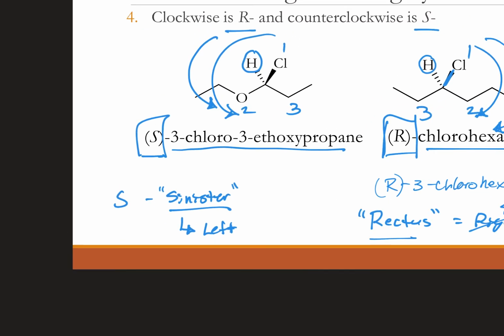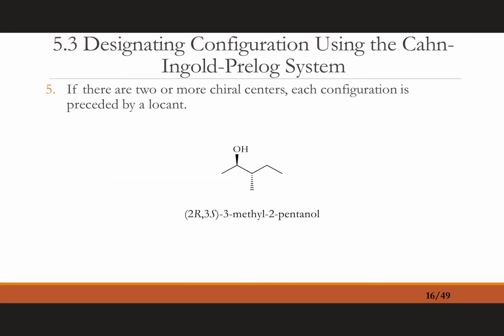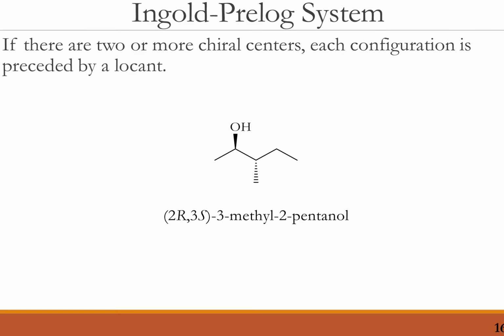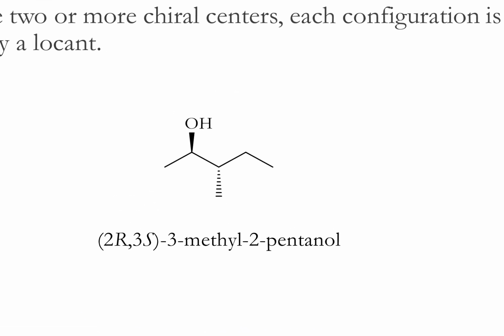Whereas this is true. If there are two or more chiral centers, each configuration is preceded by a locant. And so you see here, at this chiral center, the OH is 1, this group would be 2, and that would be 3. The hydrogen is in the back, so you use your right hand, and so this is an R configuration.